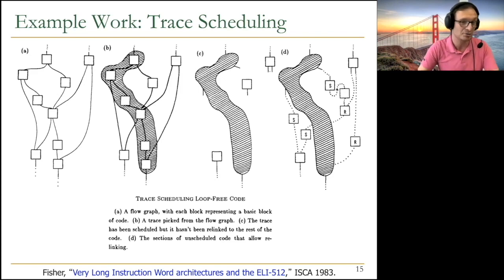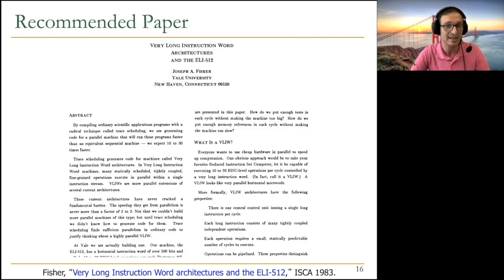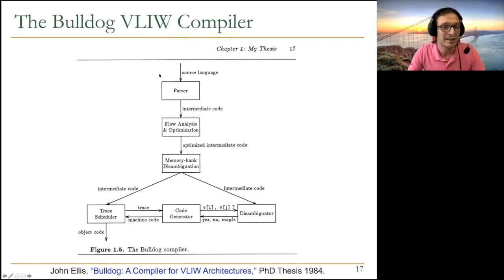Later ideas actually superseded trace scheduling, as we will see. And I would recommend this paper that I mentioned earlier. This is Very Long Instruction Word Architectures and the ELI-512 paper. And actually, at Yale, John Ellis, a PhD student of Josh Fisher, developed the Bulldog VLIW compiler, which precedes a lot of the analyses that are done in modern compilers.